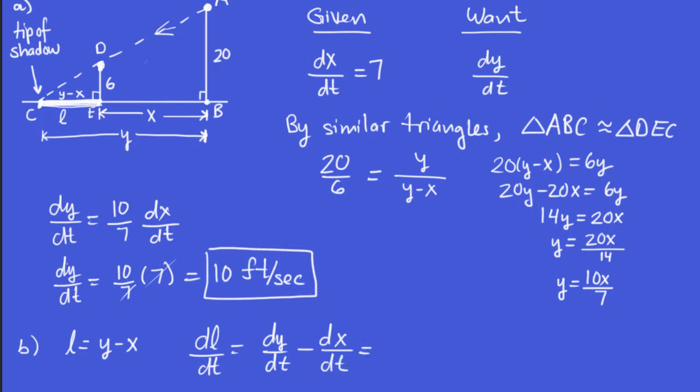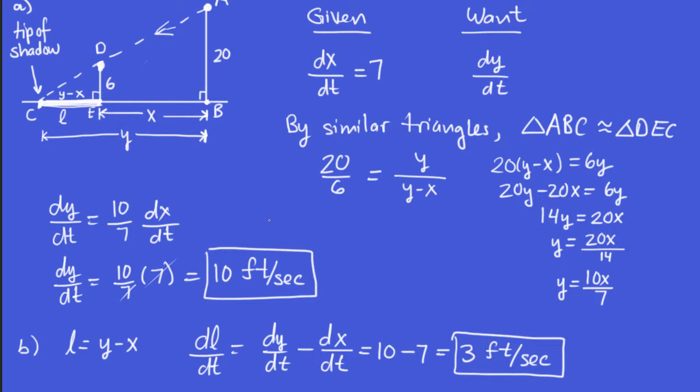And the thing is, we already know these values. dy/dt, we just found that a second ago. It's 10. And dx/dt is given to us. It's 7. So 10 minus 7 is 3. And that's also in feet per second. So what that means is every second that goes by, the length of his shadow increases by 3 feet. That completes parts A and B.